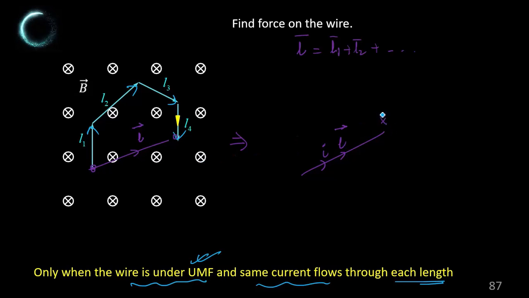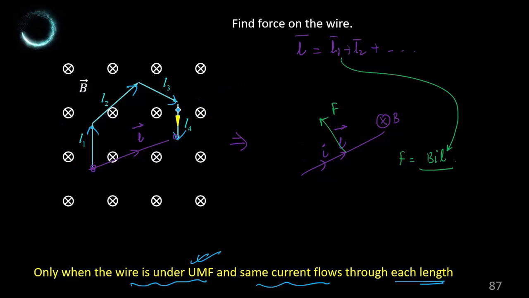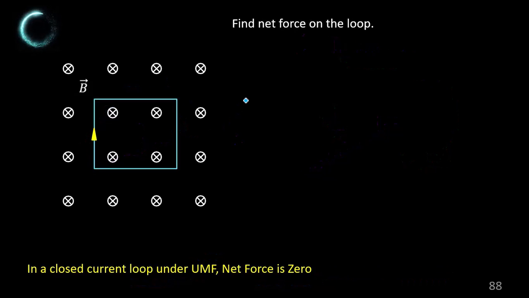So it is placed in the cross magnetic field. So force on this current carrying wire should be in this direction. That is the direction of force. Okay. So force should be how much? Force should be equal to BI into L. Now what is L? L is this one. Okay. So this is applicable only when the current remains the same and it is under the uniform magnetic field, otherwise not.